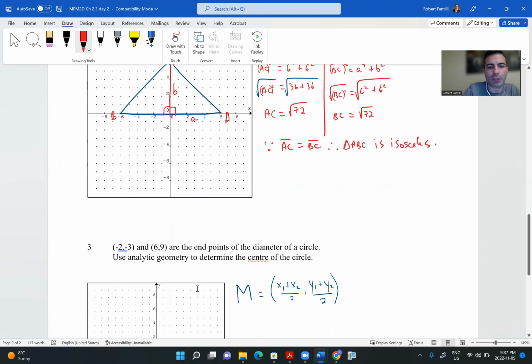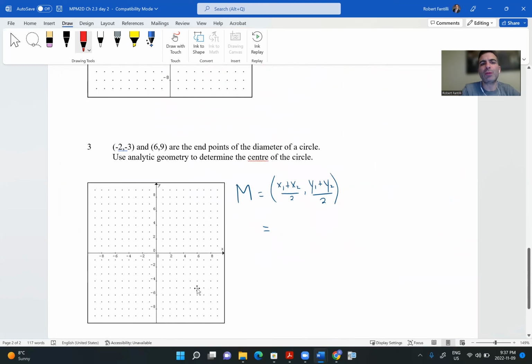All right, last question. -2, -3, and 6, 9 are the endpoints of the diameter of a circle. Did a question like this last day. So -2, -3 is right there, and 6, 9 is right there. You can draw the circle. You don't have to draw the circle. It's going to be a little tough.